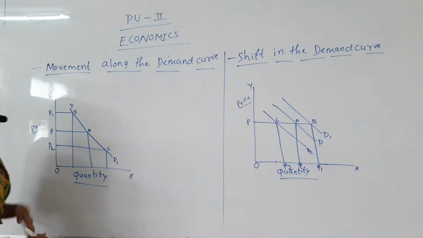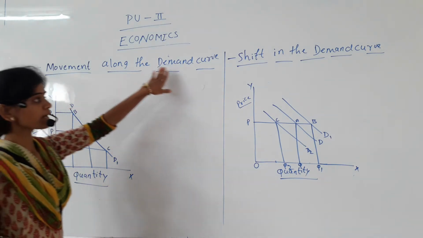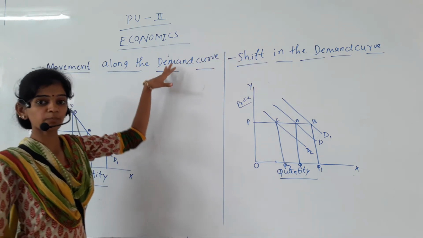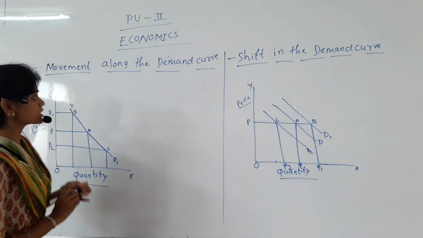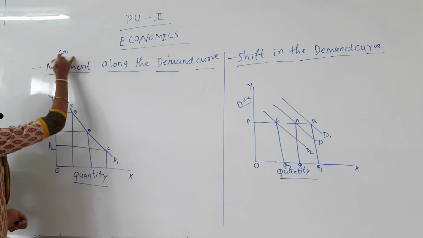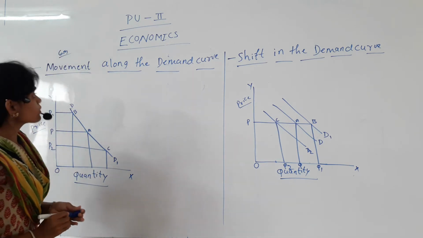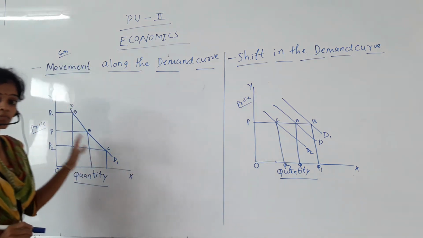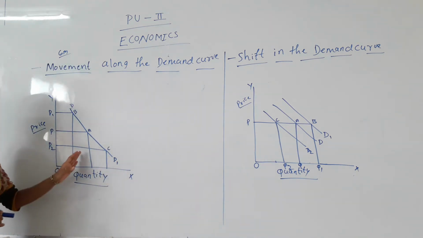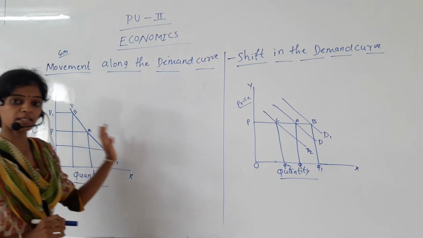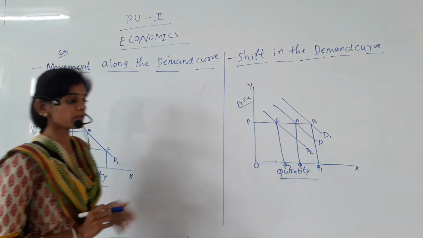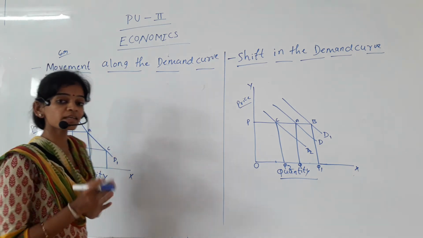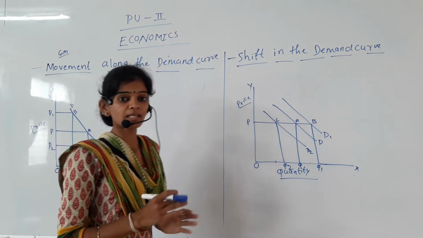Next concept is the movement along the demand curve and shift in the demand curve. It is a very interesting and important concept, and it is worth 6 marks for your examination. So, movement along the demand curve. In the case of movement along the demand curve, there is only movement in the demand. The demand curve is sloping because there is a negative relationship between price and quantity.